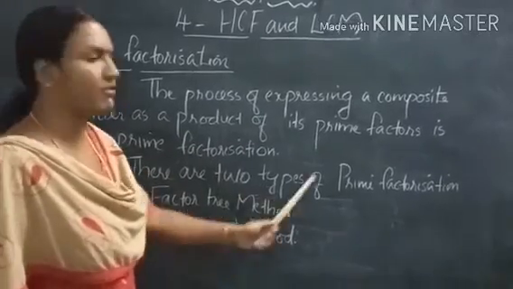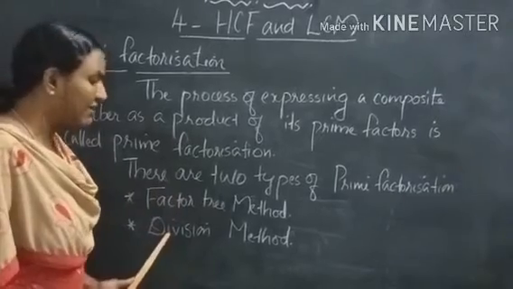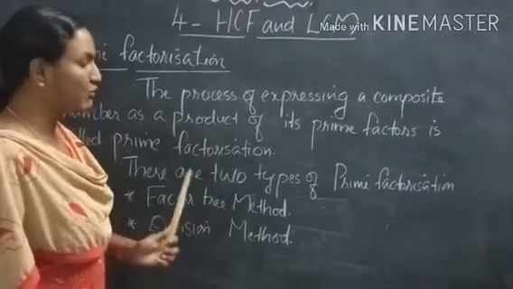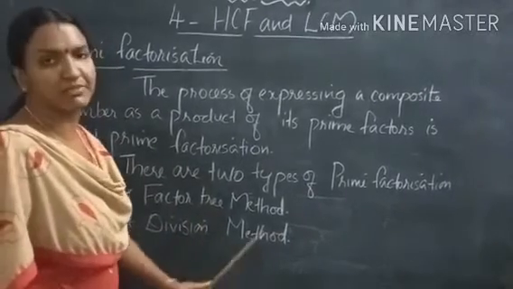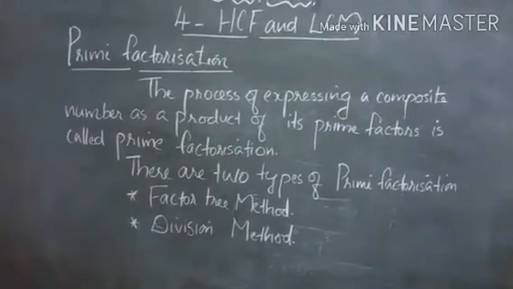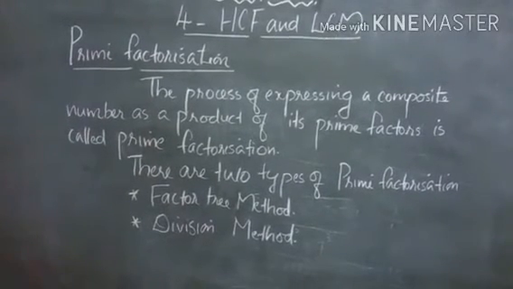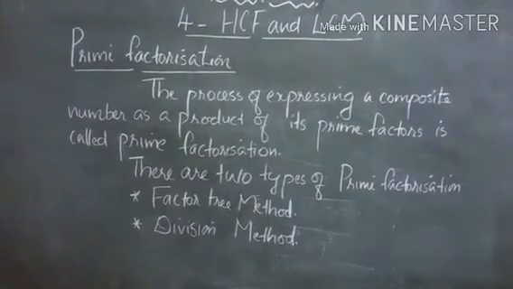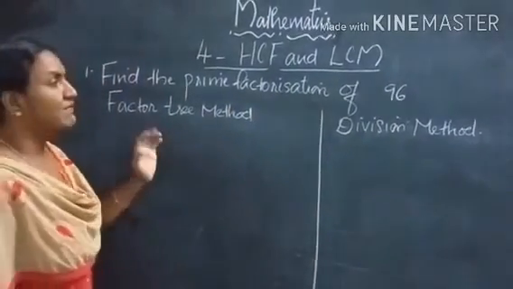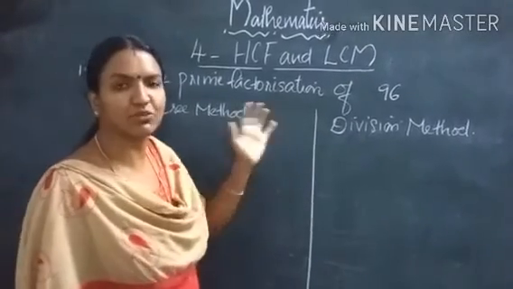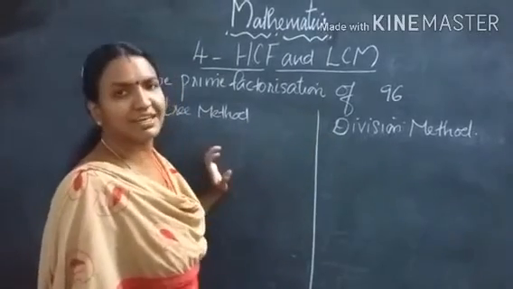There are two types of prime factorization: the factor tree method and the division method. We have to find the prime factorization using these two methods. First question: find the prime factorization of 96, using the factor tree method and the division method.